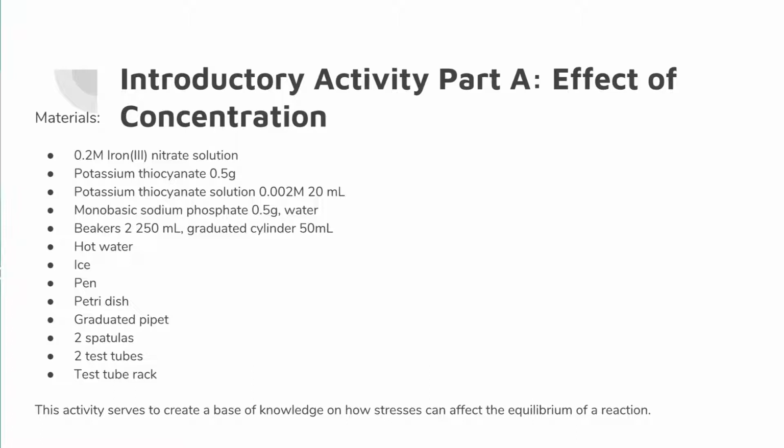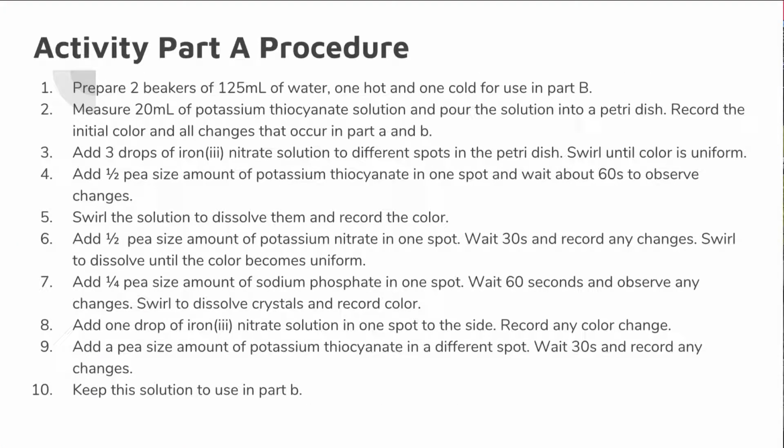This activity serves to create a base of knowledge in how stresses can affect the equilibrium of a reaction. So the procedure for part A of the introductory activity is step 1. Prepare 2 beakers of 125 milliliters of water, 1 hot and 1 cold for use in part B. Step 2. Measure 20 milliliters of potassium thiocyanate solution and pour the solution into a petri dish. Record the initial color and all changes that occur in part A and B.